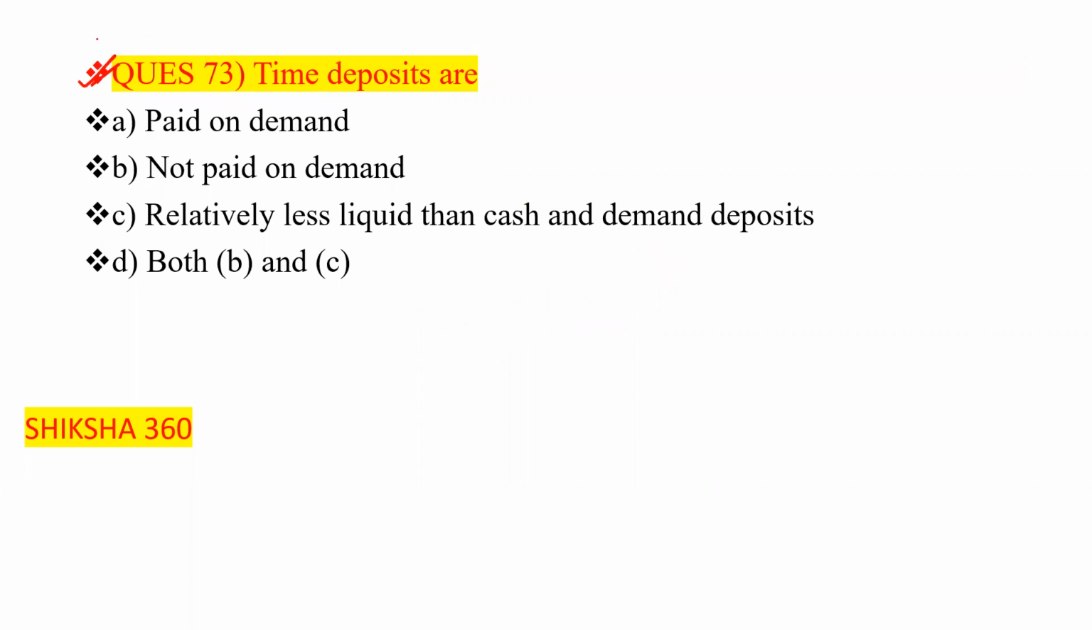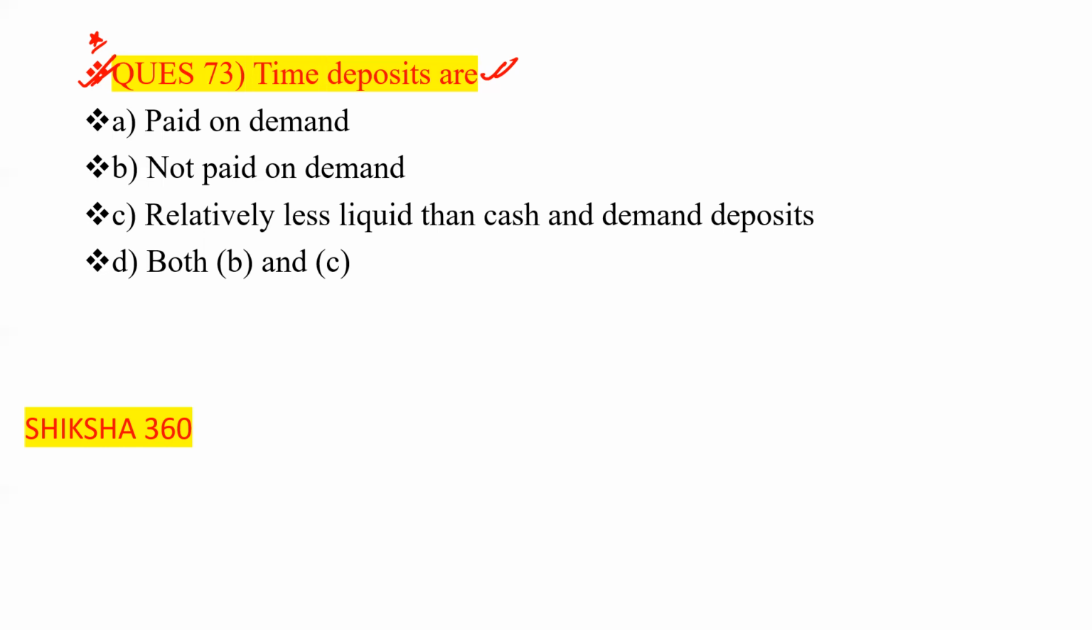This type of question is mentioned in the book also, and I have already asked this type of question in the examination also. So, term deposits are: first, paid on demand; second, not paid on demand; third, relatively less liquid than cash and demand deposits. Option D is both B and C.